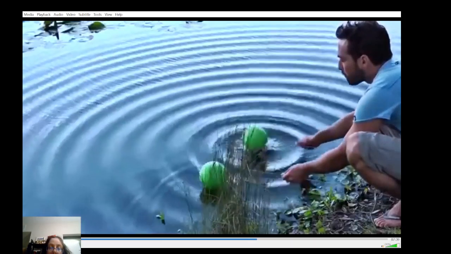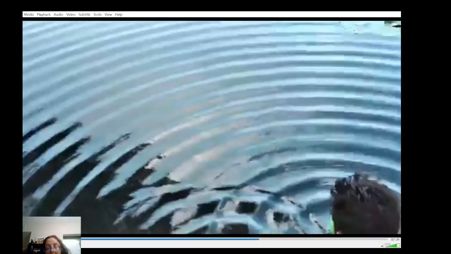If I add a second source of ripples, then we start getting an interesting pattern.